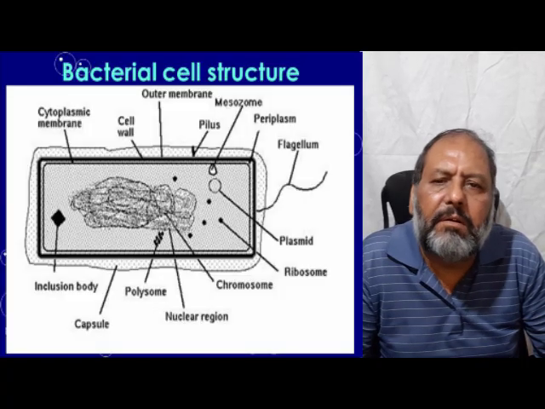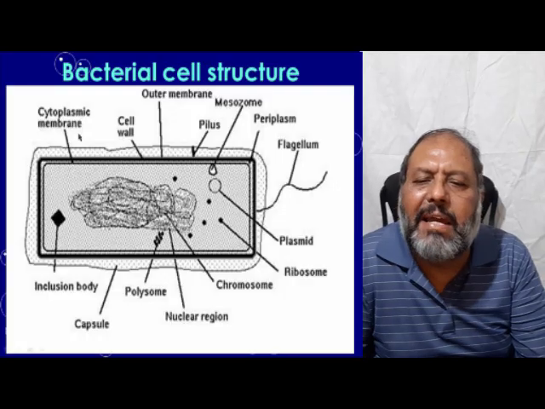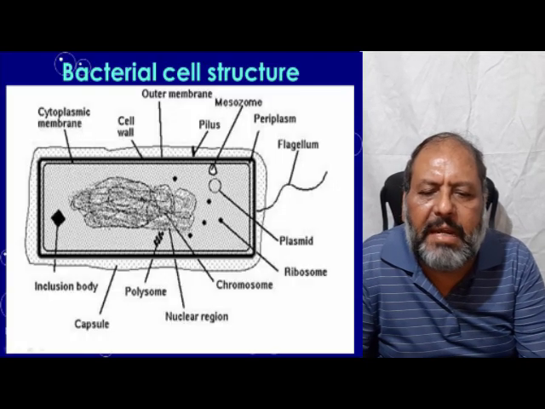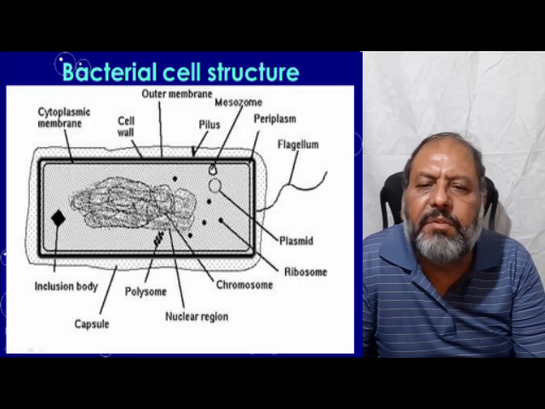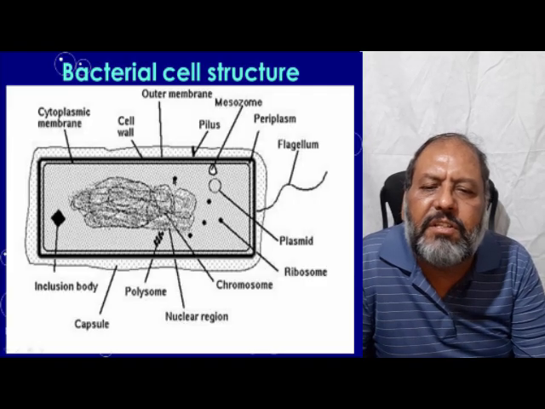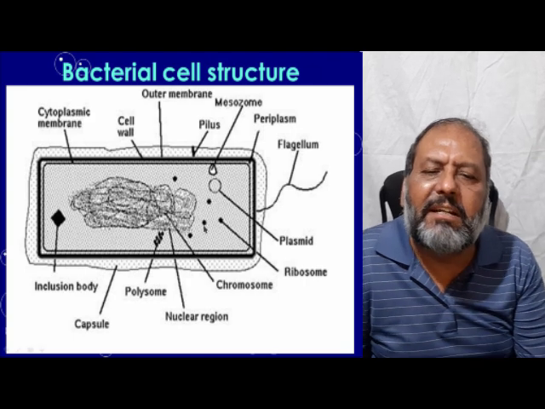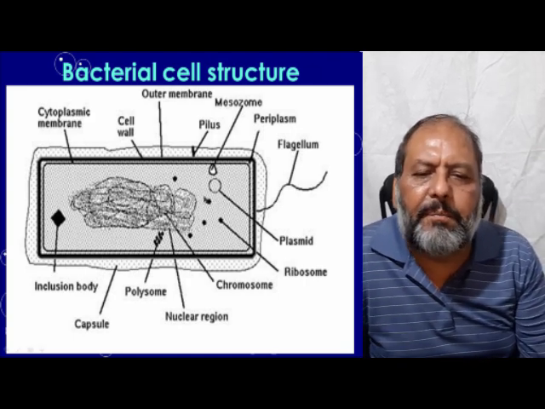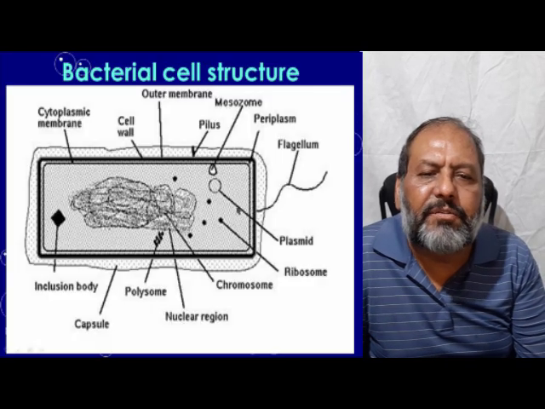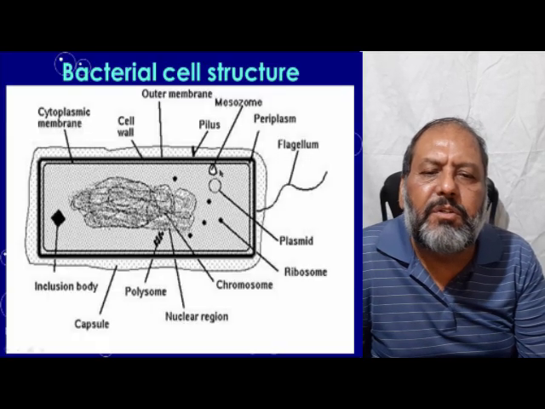So, first of all, the bacterial cell structure. If we see from the inside to outside, the center of the bacteria contains the chromosome, and that is the nuclear region, which is called the nucleus because it is just like the nucleus. Then there are certain ribosomes, rounded structures inside the cytoplasm. Then some hollow structures like this, these are the plasmids. Then there is a constriction in the cytoplasm that is called mesosome.